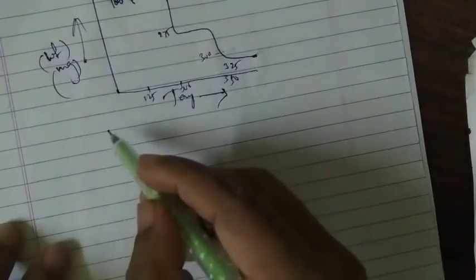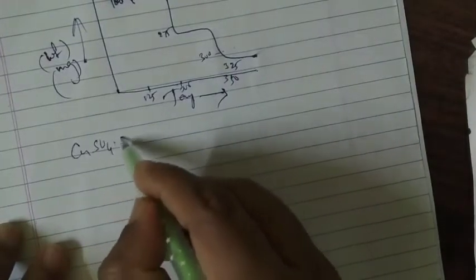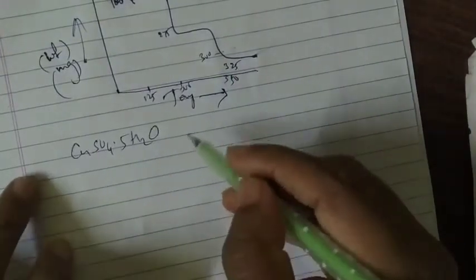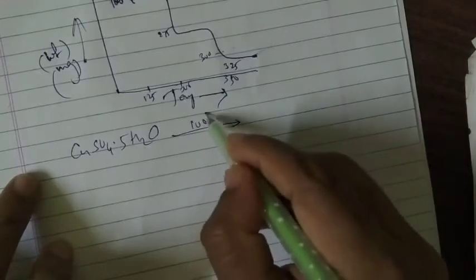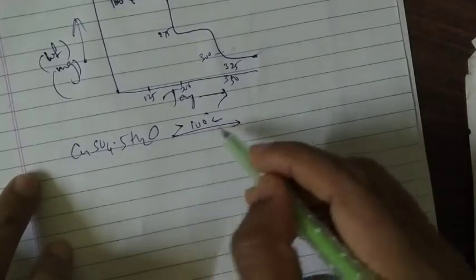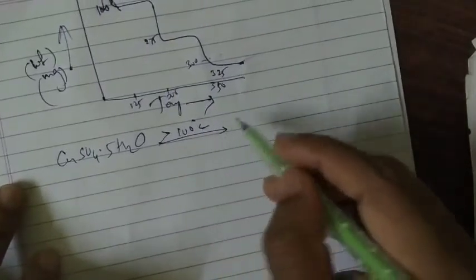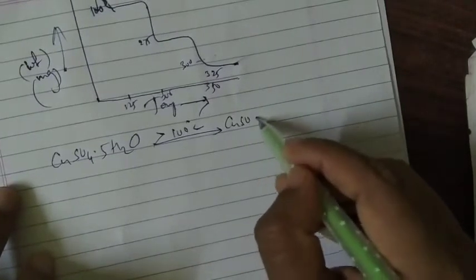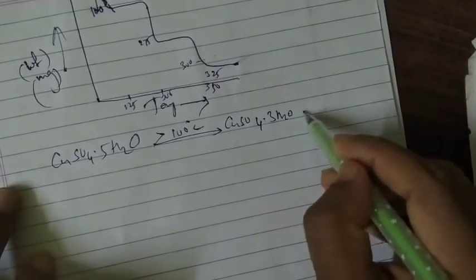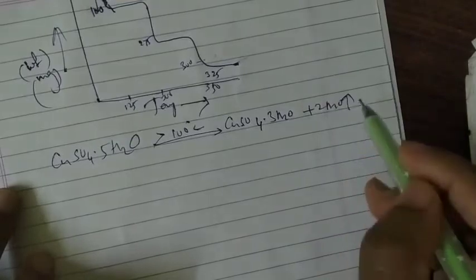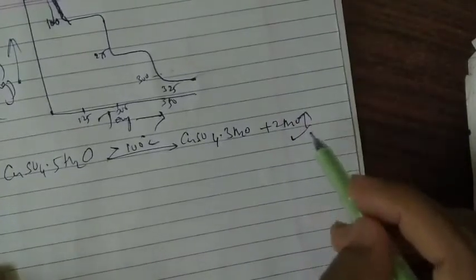The first reaction I can give here is CuSO4.5H2O when heated above 100 degrees centigrade. You are going to see that copper sulfate loses 2H2O and is left as CuSO4.3H2O, and the water is lost in the form of steam, gas.